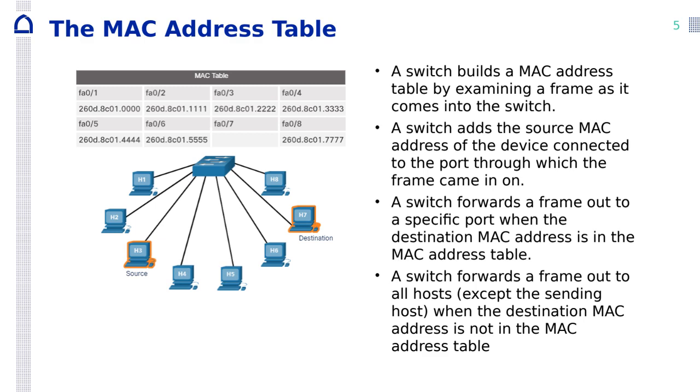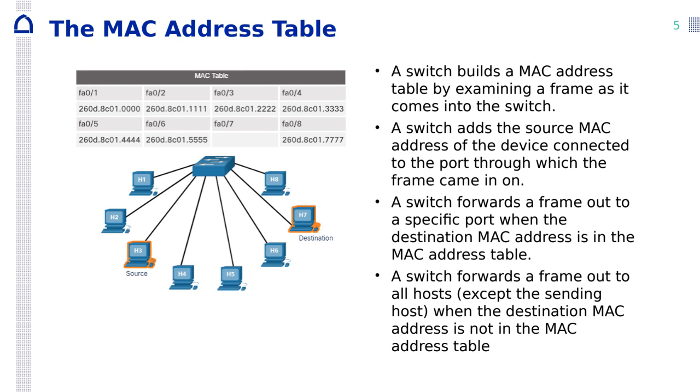So the switch uses the MAC address table. This is the MAC address table. You have the port number and the MAC address of the computer that is connected to it. All right. What is the meaning of FA0/1? Who can tell me? What does FA mean? Fast Ethernet. Fast Ethernet connection.